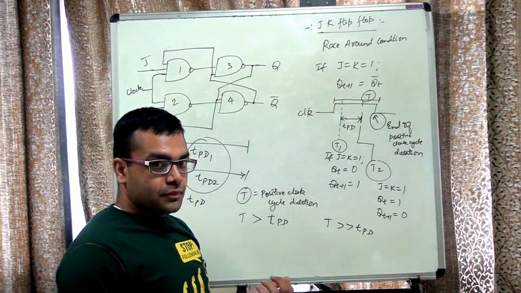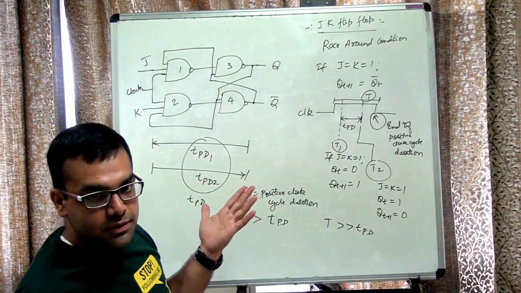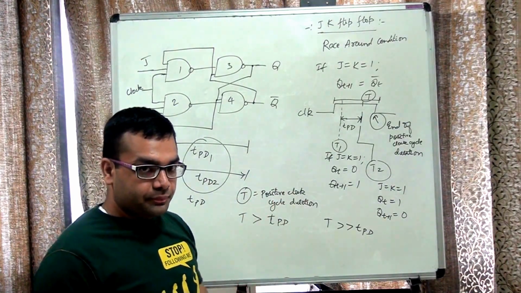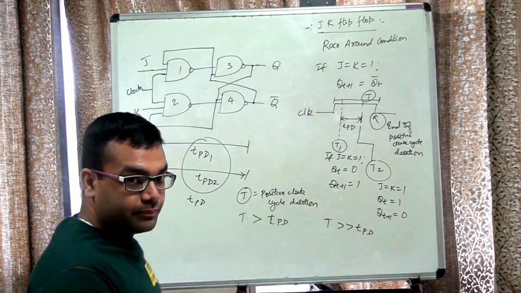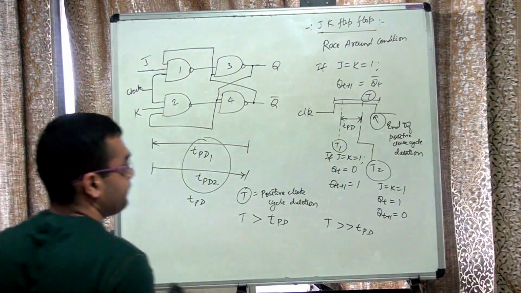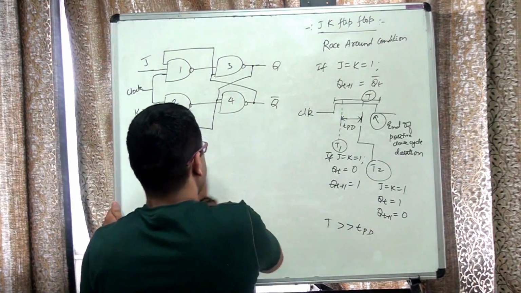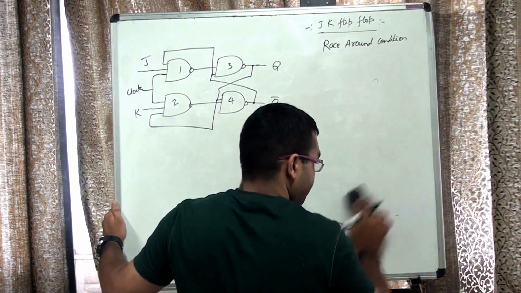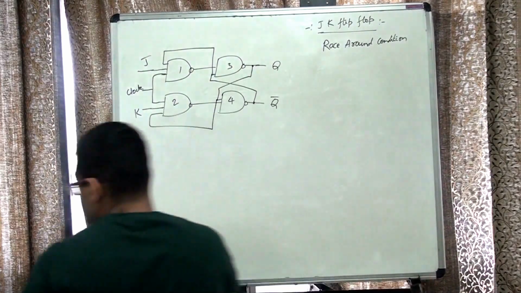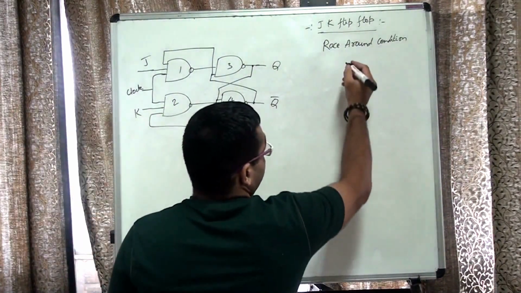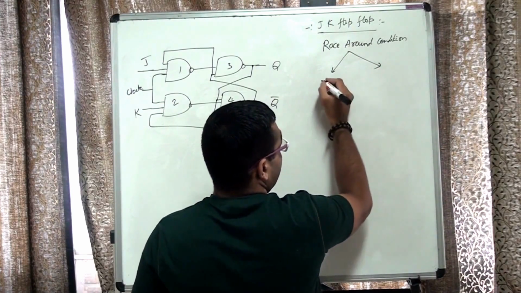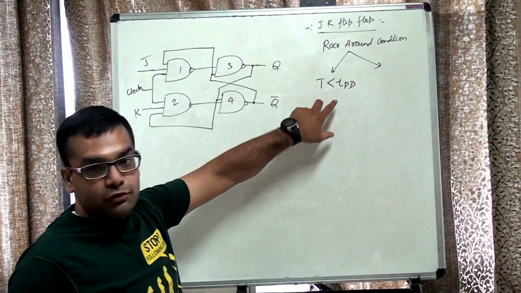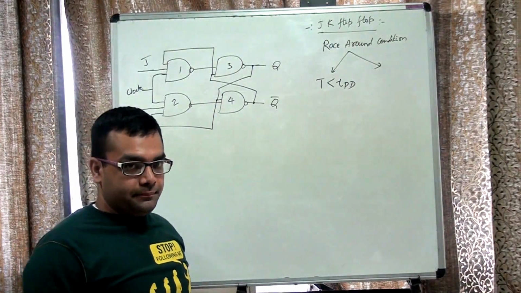This actually exists in our JK flip flops because of the feedback, or it may also exist in our T flip flop, that is a toggle flip flop. Now, what is the solution to this problem? There are actually two solutions. We either make capital T less than the TPD. That is, you make the positive clock cycle duration less than the propagation delay.